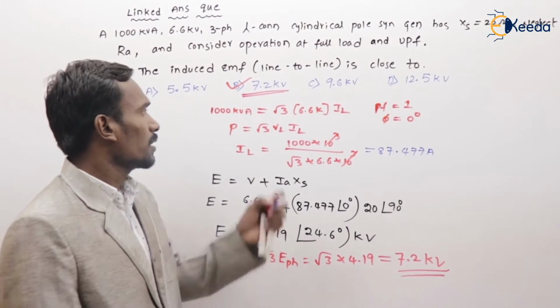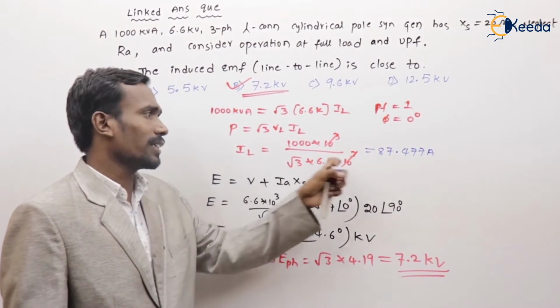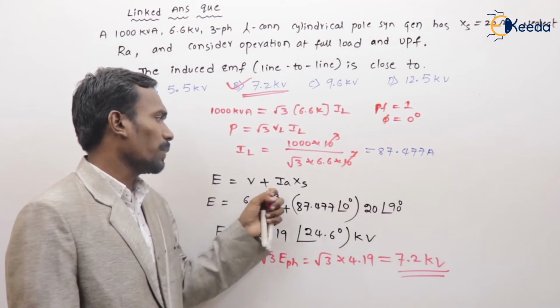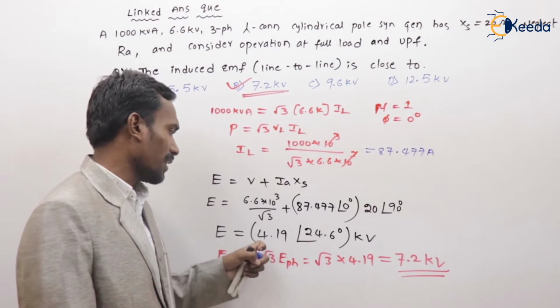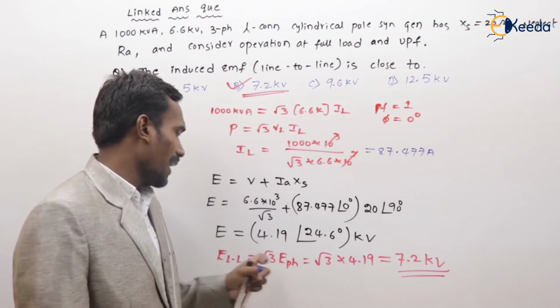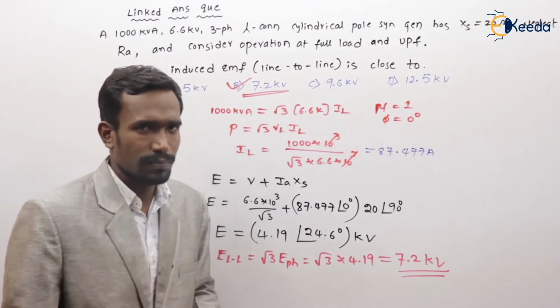What did I do? From the power, I calculated I. Then after, E is equal to V plus IAXS, from that I calculated E. From that I calculated line voltage.